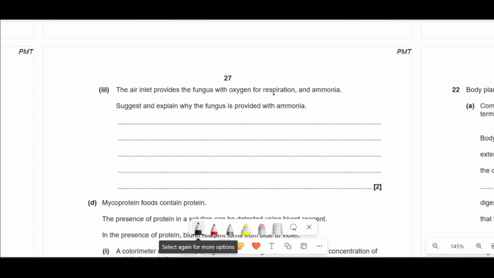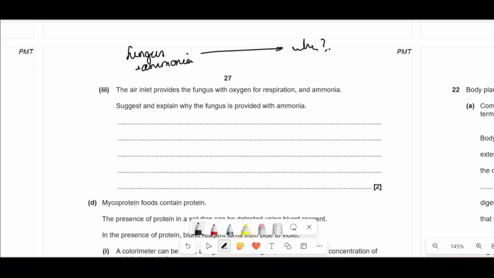So the air inlet provides the fungus with oxygen for respiration and ammonia. Just to explain why the fungus is provided with ammonia, in your head you should be thinking, I need to figure out what they actually use ammonia for. The only thing that fungi and living things use it for is as a source of nitrogen, used to produce amines. There's no other obvious reason they would have ammonia.